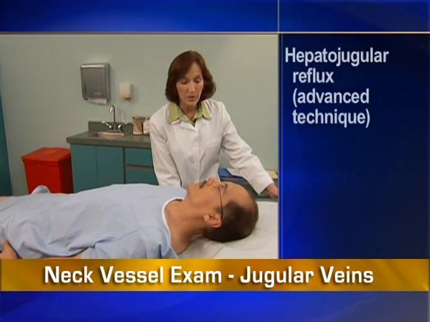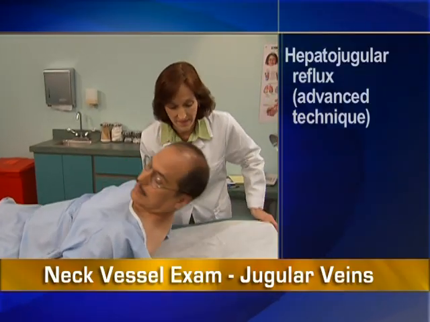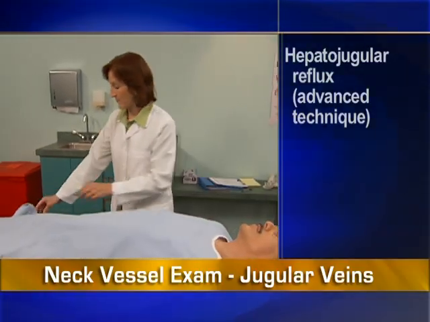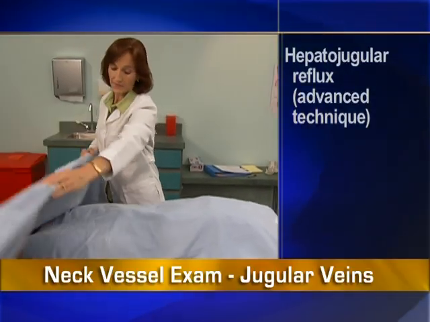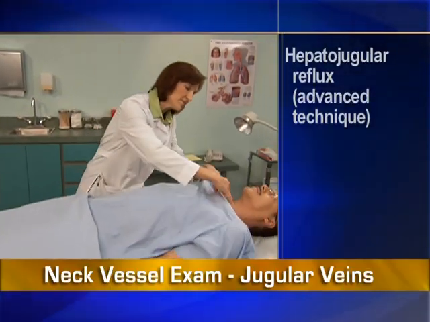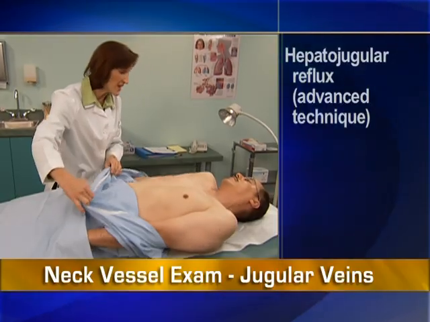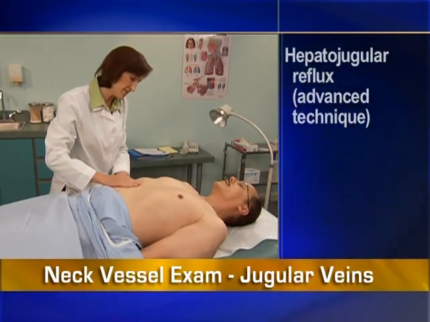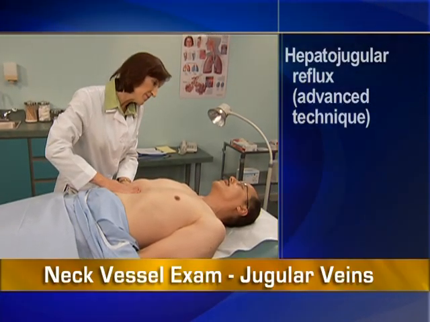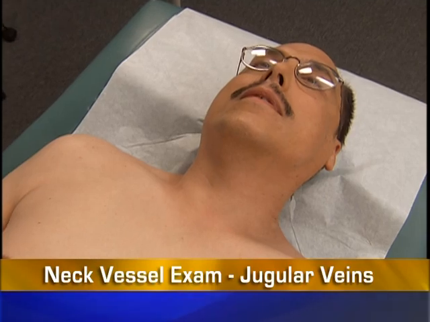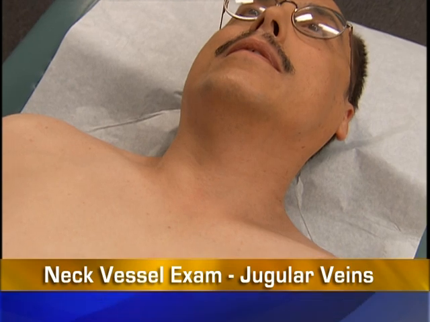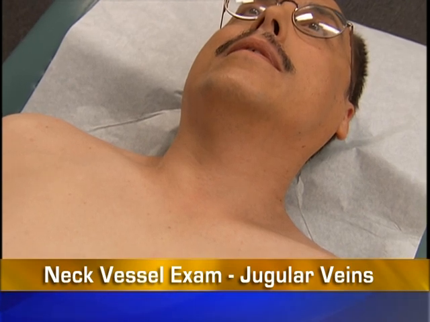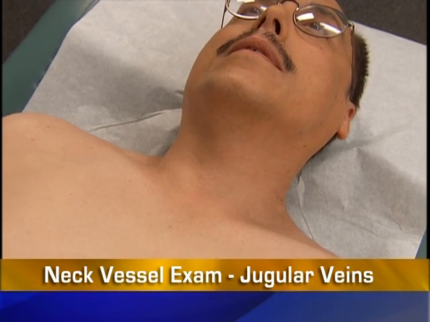Mr. Zamora, I'm going to put your head down now. If you suspect increased venous pressure, assess for hepatojugular reflux, which is an advanced technique. With the person supine and breathing quietly, I'd like you to breathe with your mouth slightly open while I firmly press your right hand into the right upper quadrant of his abdomen and hold it for 30 seconds. As you do, watch the level of the jugular pulsation. It should rise briefly and then fall to the previous level.